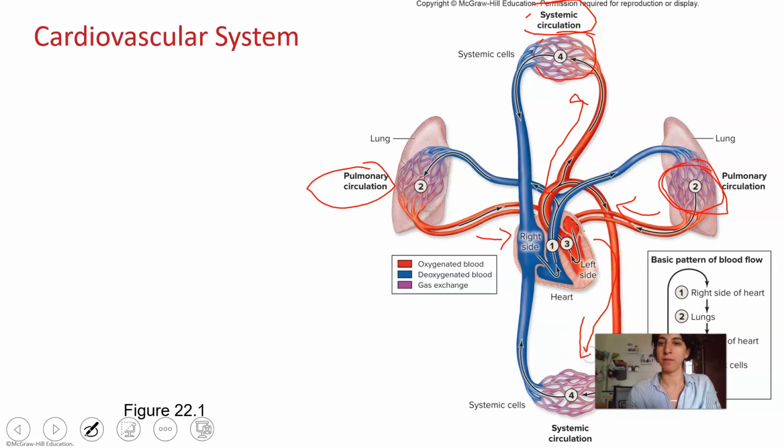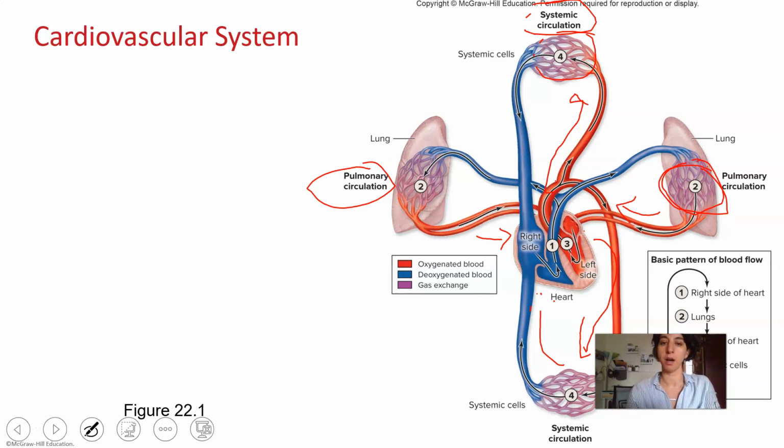And then also right here, right? So we have the head and the upper body, and then we have the rest of the body. And we drop off oxygen-rich blood and then deliver it back to the heart. So that is systemic circulation. It functions to carry oxygen-rich blood from the heart to the various body tissues.